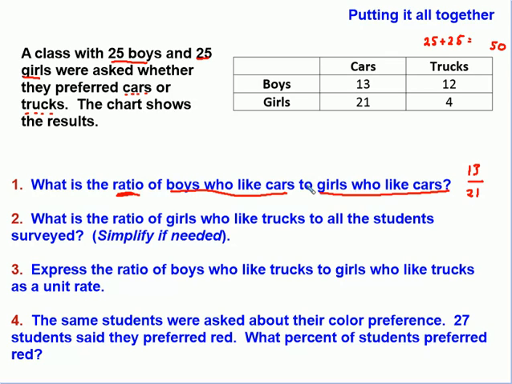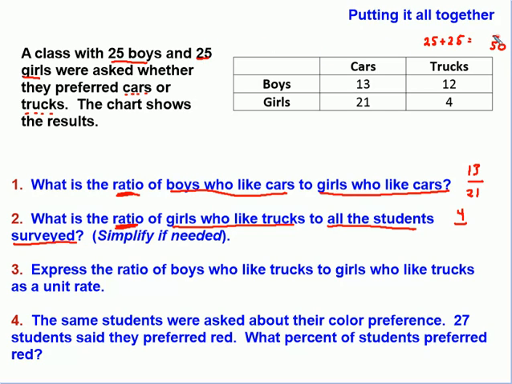Number 2: what is the ratio of girls who like trucks to all the students surveyed? So let's first take the girls who like trucks. It looks like there were 4 of them in this survey. 4 girls liked trucks. Now, all of the students surveyed. Well, how many students were surveyed? We had 25 boys and 25 girls.